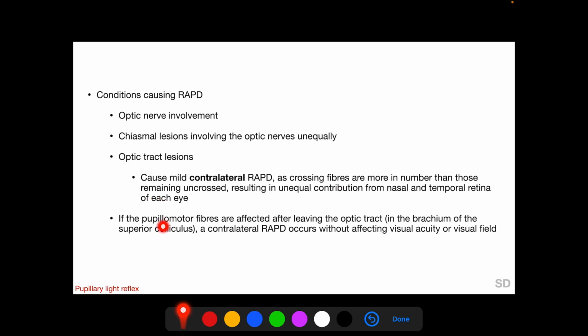If the pupillomotor fibers are affected after leaving the optic tract, that is in the brachium of the superior colliculus, a contralateral RAPD occurs without affecting the visual acuity or visual field, which runs to the lateral geniculate nucleus along the optic tract and does not take the pupillary light reflex pathway along the brachium of the superior colliculus to the pretectal nucleus.